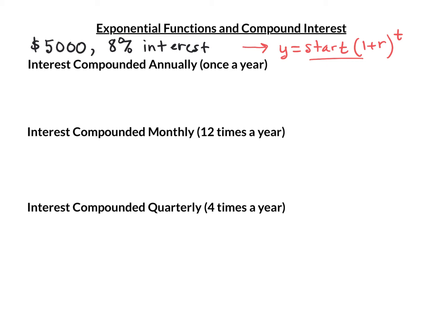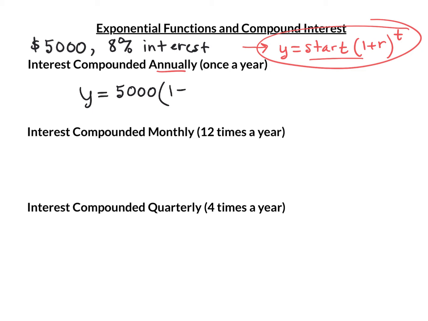The equation for annual growth, you already know. It's just a standard equation. Y equals start, in this example $5,000, times 1 plus 8%, 1 plus 0.08, that's 1.08, to the power of x. If I asked you what that investment would be worth after 20 years, you would replace x with 20.